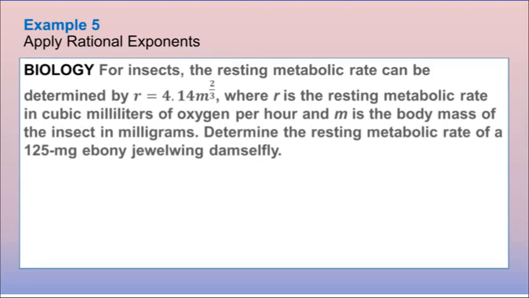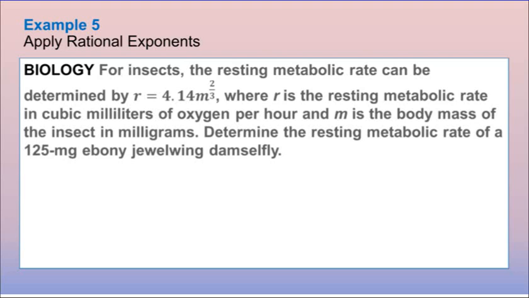Example 5, applying the rational exponents to group problems. So for A6, the resting metabolic rate can be determined by R equaling 4.14 times m to the 2/3 power, where R is the resting metabolic rate in cubic milliliters of oxygen per hour, and m is the body mass of the insect in milligrams. Determine the resting metabolic rate of a 125 milligram ebony blue wing damselfly.